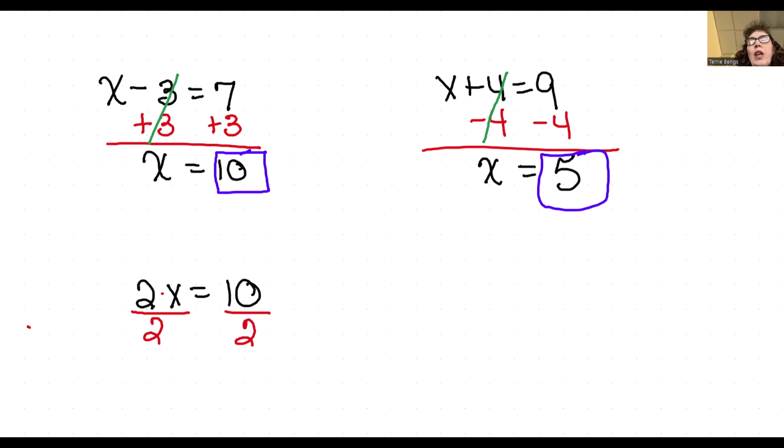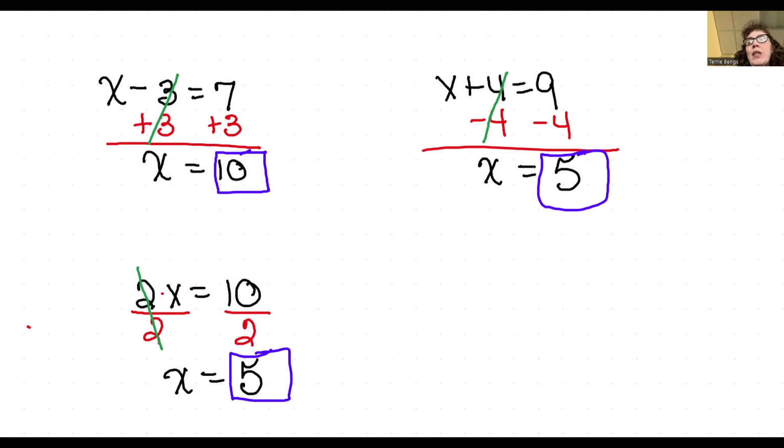So when we do that, it will actually cancel out these 2's. 2 divided by 2 is 1. So we would have 1x, or we normally just say x at that point. So x equals, and 10 divided by 2 is 5. So here we have x equals 5.